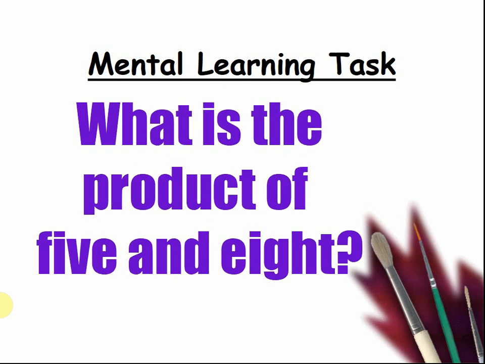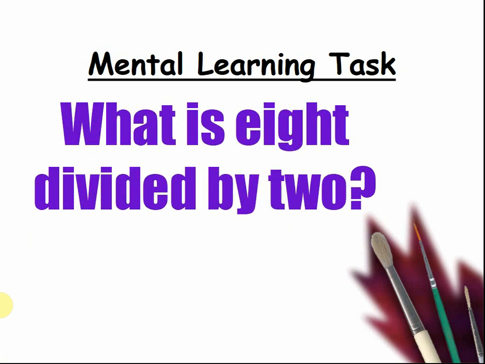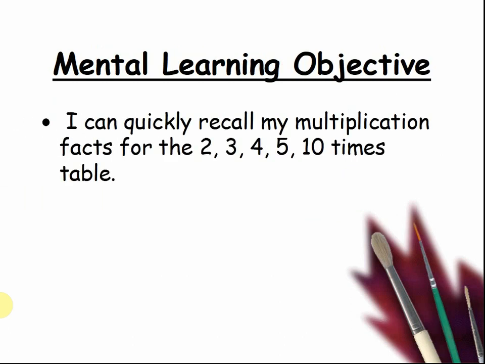What is the product of 5 and 8? 3, 2, 1, tell me. The answer was 40. What is 8 divided by 2? 3, 2, 1, tell me. Of course, the answer was 4. Your mental learning objective today was, I can quickly recall my multiplication facts for the 2, 3, 4, 5 and 10 times table.